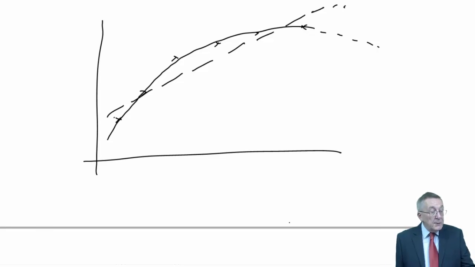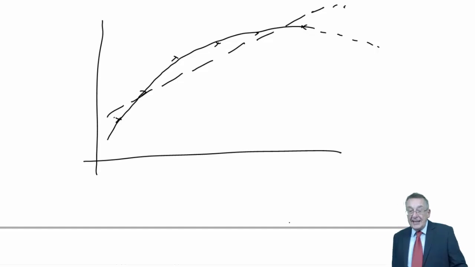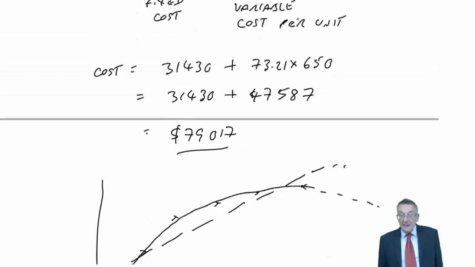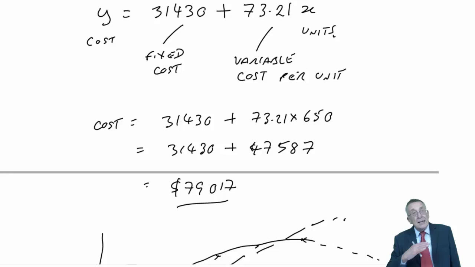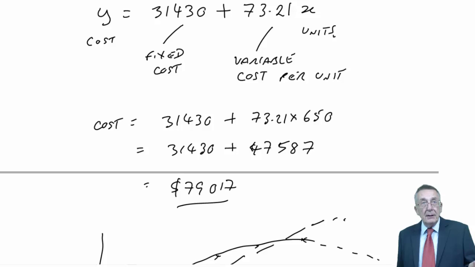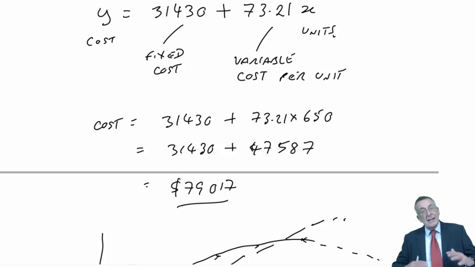We can work out A and B. We can come out with an equation of any set of values. But there's only any sense in it if they are nearly linear. That's 79,017. It's only really a valid estimate if, again, they genuinely are more or less linear.